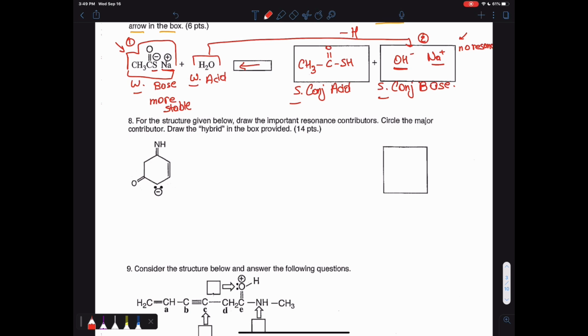Alright, so number 8. For the structure given below, draw the important resonance contributors, circle the major contributor, and draw the hybrid in the box provided.